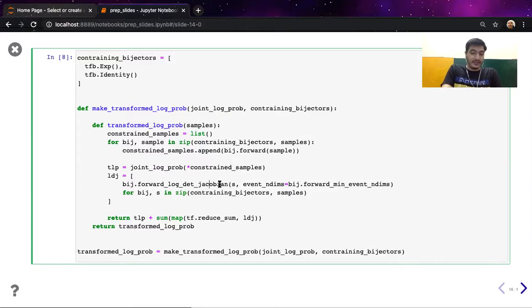We need to make sure we are using the correct shapes, and the same idea of reducing all the dimensions applies here as well. Since we are dealing with log probabilities, we're going to take the sum, and this is how we calculate the transformed log prob in the constrained space for the samples drawn in unconstrained space. I am focusing on constrained and unconstrained because they can get quite tricky if one thinks more about them.